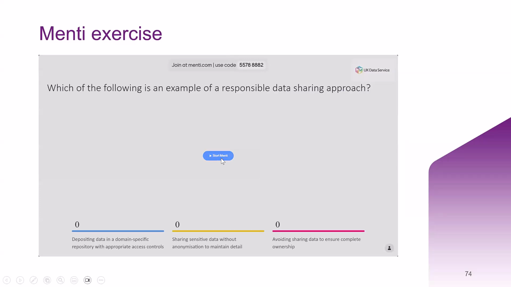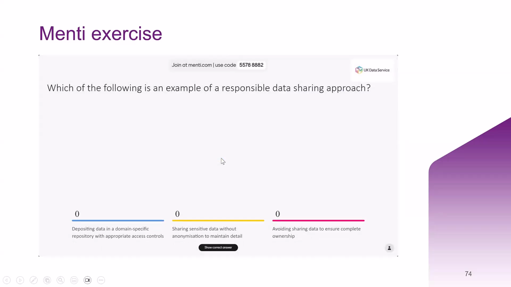I'll do this one because this one hopefully should be working. Which of the following is an example of a responsible data sharing approach? We're getting answers. Mentis have to be triple checked. Double checking is not enough. Yes. Depositing data in a domain-specific repository with appropriate access controls. That's really, really important from a responsible data sharing approach.